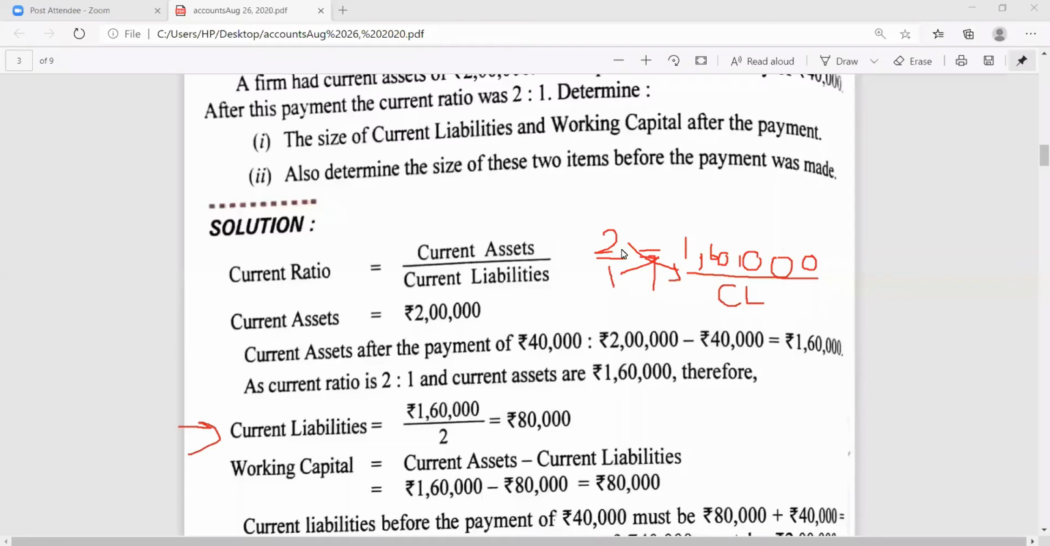So dear students, I am repeating the concept again: you have to put in the value of the current ratio that is given to you, 2:1. That will be 2/1 is equal to 1,60,000 upon current liability, which is to be calculated. By cross multiplying, you will get 2 current liabilities is equal to 1,60,000. Now the next step: current liabilities is equal to 1,60,000 upon 2, and finally we will get the current liabilities as 80,000.